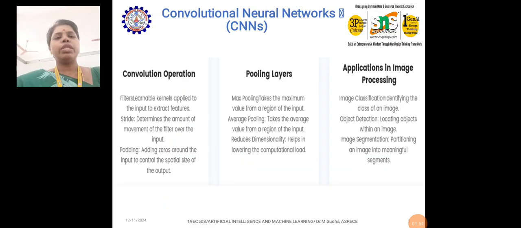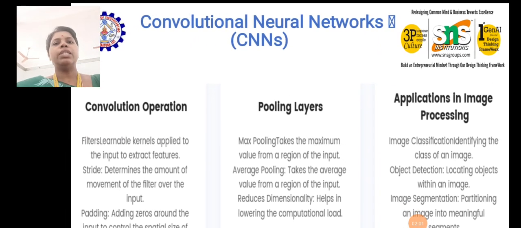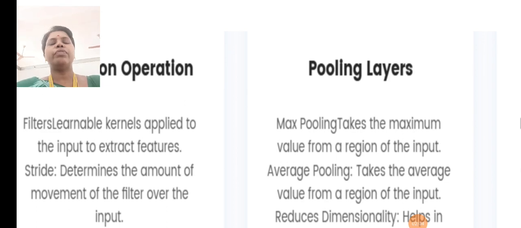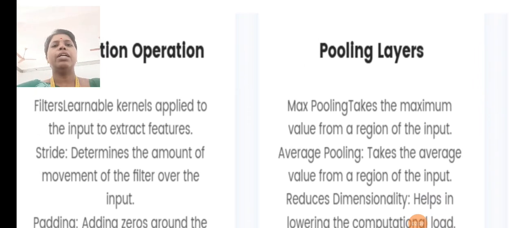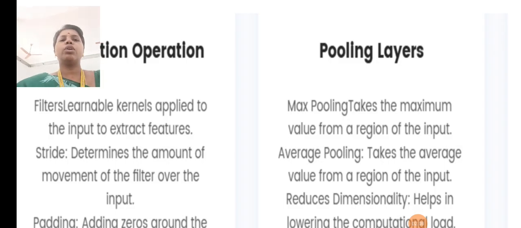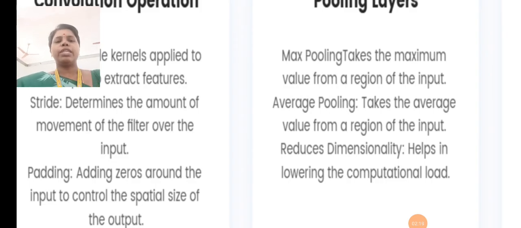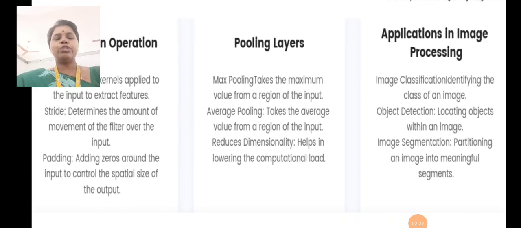Okay, and coming to the convolutional neural networks, it is grouped as convolution operation, pooling layers, and application in image processing. In the convolution operation we have filters, stride, and padding. Filters, we can call them learnable kernels, applied to the input to extract features. Stride determines the amount of movement of the filter over the input. Padding, adding zeros around the input to control the spatial size of the output. So this is how the convolution operation takes place.